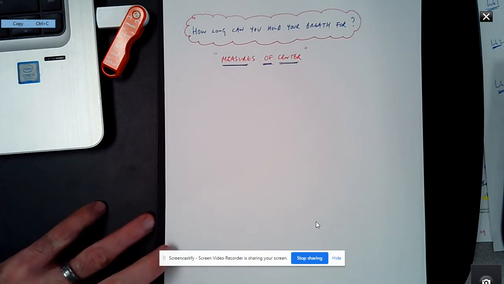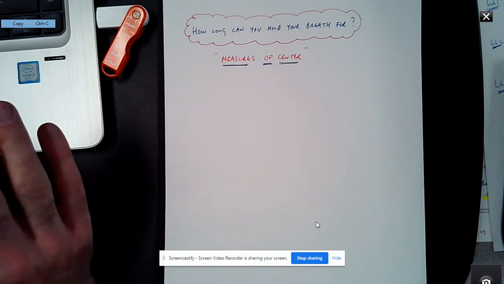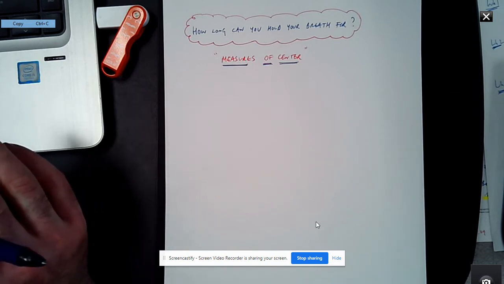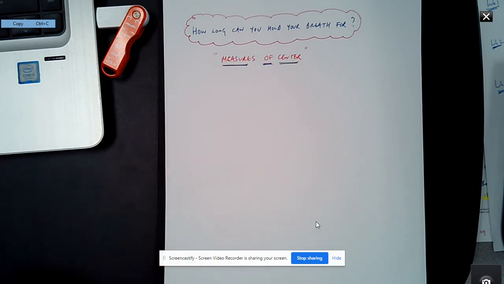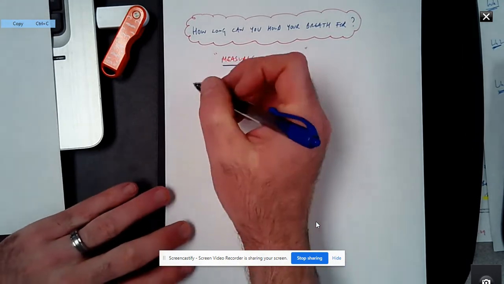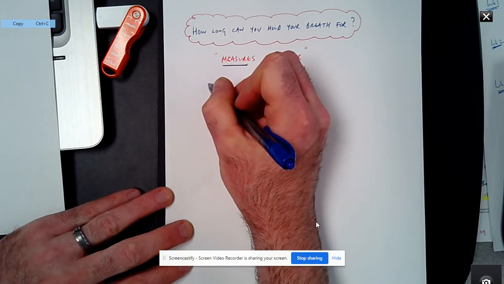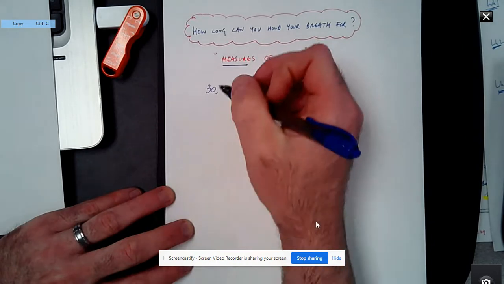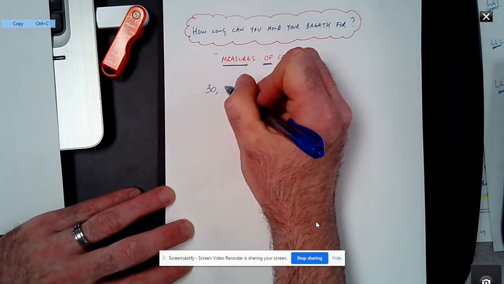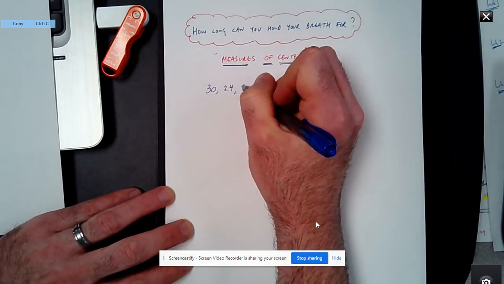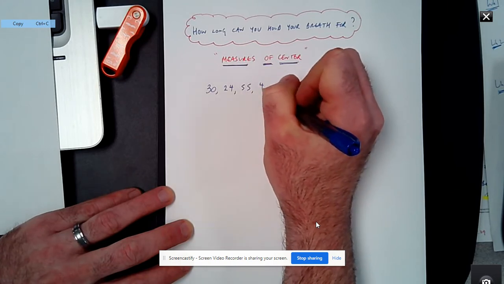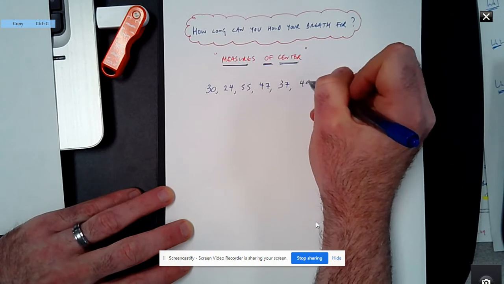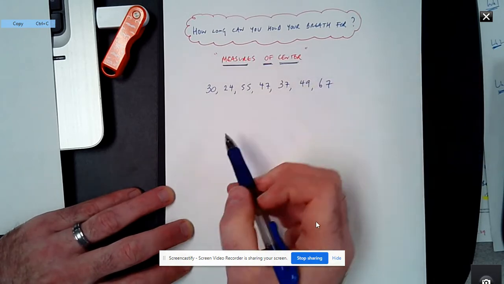All right, now what I'm going to teach you is how to look at the mean and the median and try to find the mean amount of time and the median amount of time that it took us to hold our breath. Now, I have an example here of some random students and the amount of time that they could hold their breath for. So one student could hold their breath for 34 seconds, 24 seconds, another one was 55 seconds, another one was 47 seconds, 37, 49, 67.